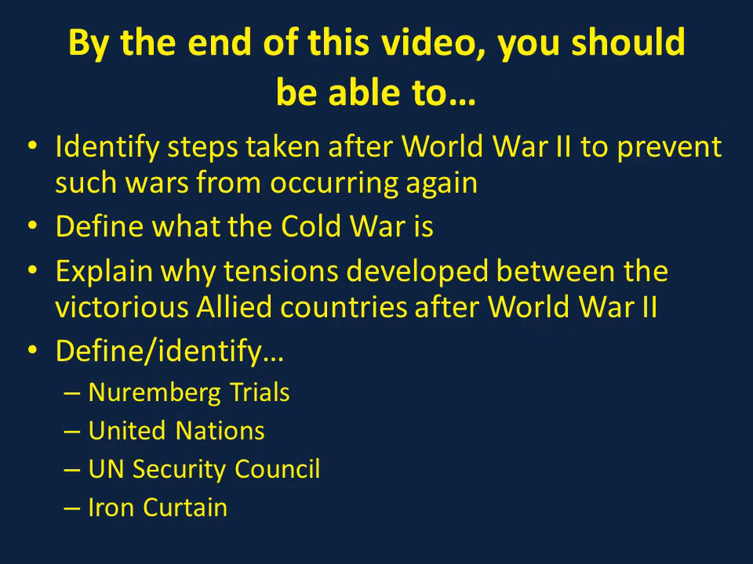So by the time we're done, be able to identify what the Allied powers did after World War II to prevent future such calamities from happening again. You should be able to define what the Cold War is, a very basic working definition, and explain why the Cold War started, why these tensions developed between various countries after World War II. Also be able to define or identify the Nuremberg trials, the United Nations, the UN Security Council. UN stands for United Nations, by the way, couldn't figure that out, and also the Iron Curtain.